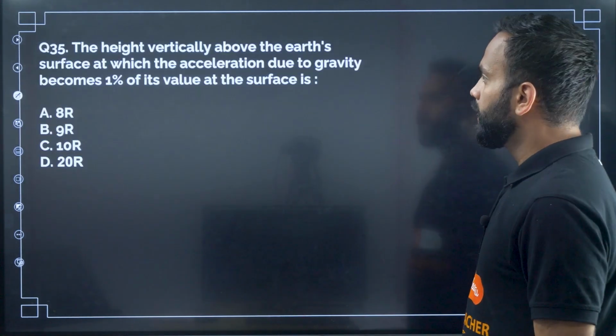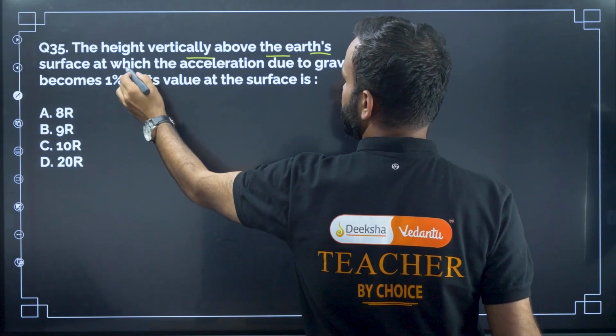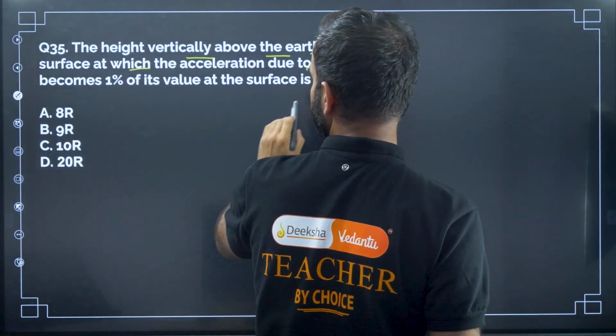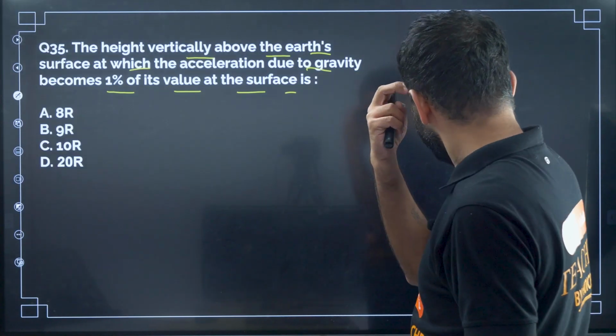Next one, 35. The height vertically above the Earth's surface at which the acceleration due to gravity becomes 1% of its value at the surface is.